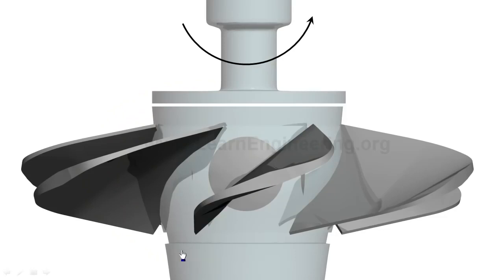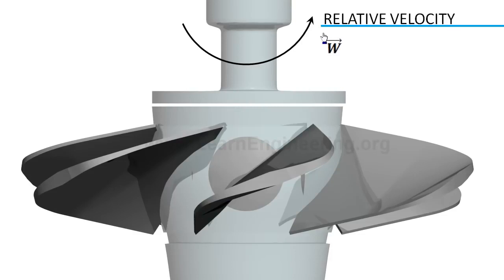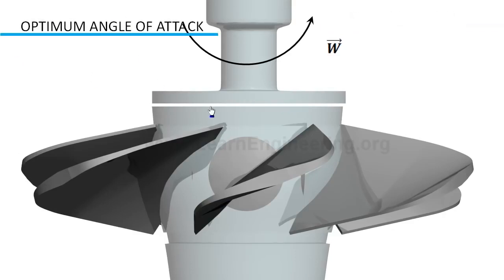Blades of a Kaplan turbine are designed to operate under a wide range of operating conditions. A rotating blade experiences a relative velocity of flow. The fundamental thing in blade design is that the relative velocity of fluid flow should be at the optimum angle of attack at all cross sections.